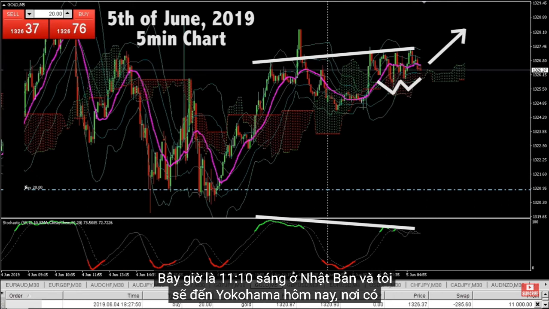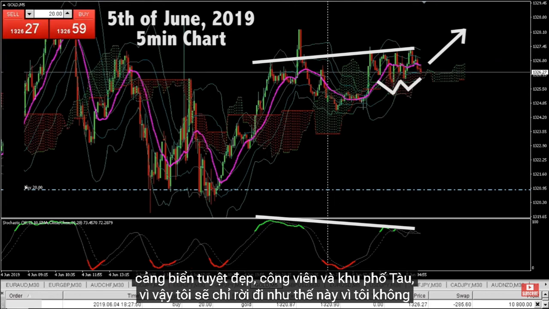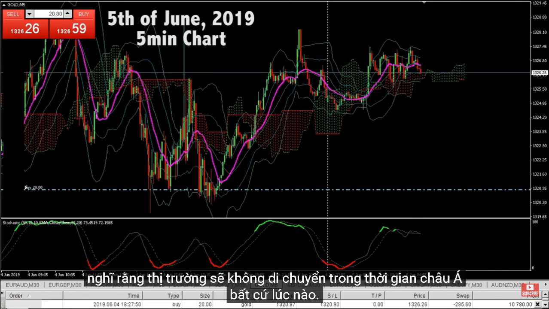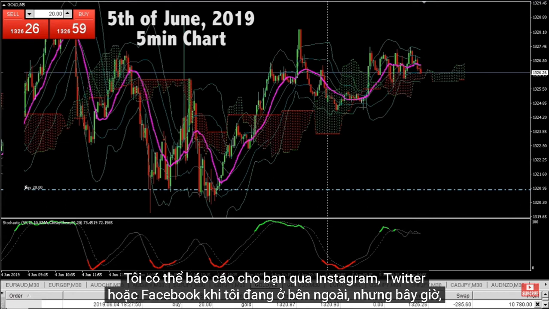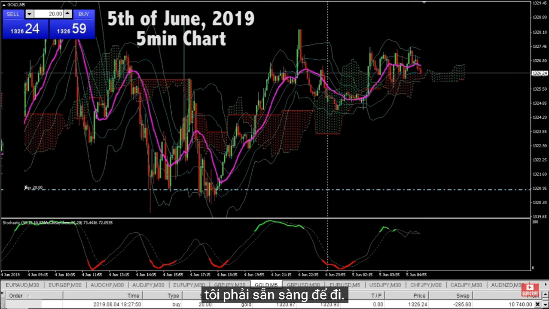Now, it's like 11:10 a.m. in Japan, and I will be going to Yokohama today, where there is a beautiful seaport park in Chinatown. So I will just leave it like this because I don't think the market will move during Asian time anyways. I might report to you by Instagram, Twitter, or Facebook while I'm outside, but for now I have to get ready to go. So I will see you tonight.